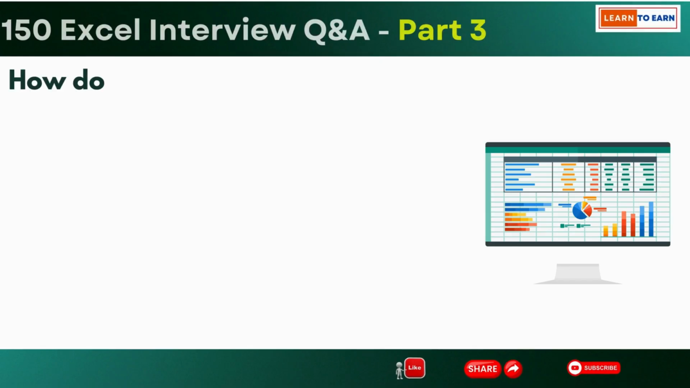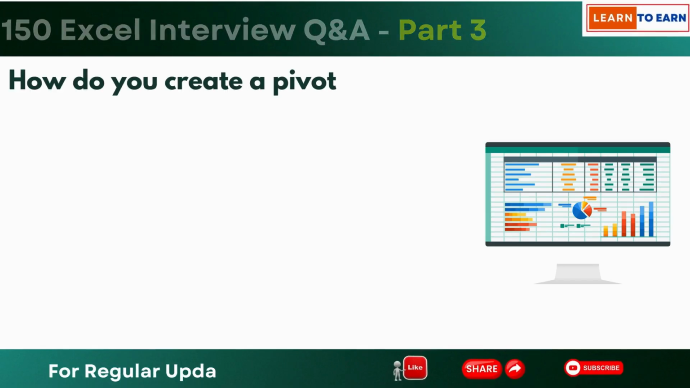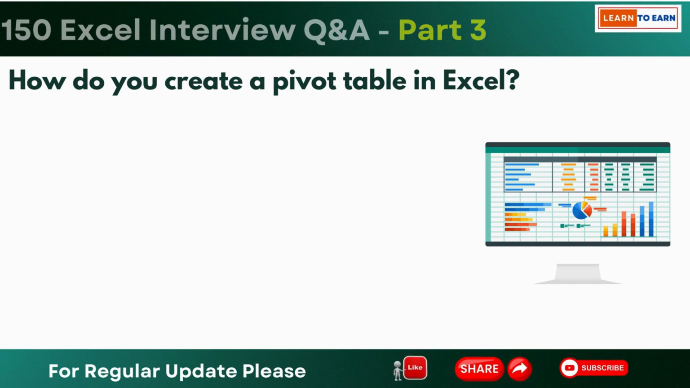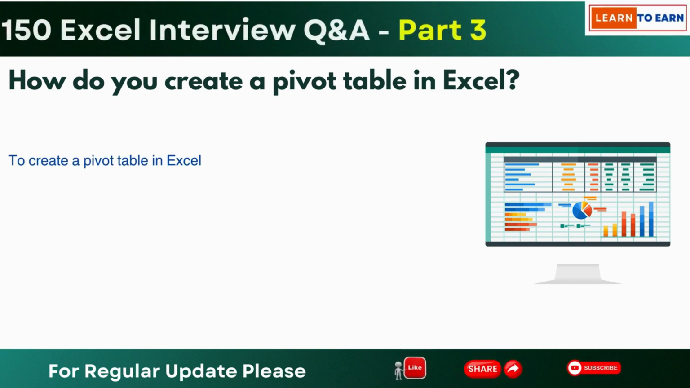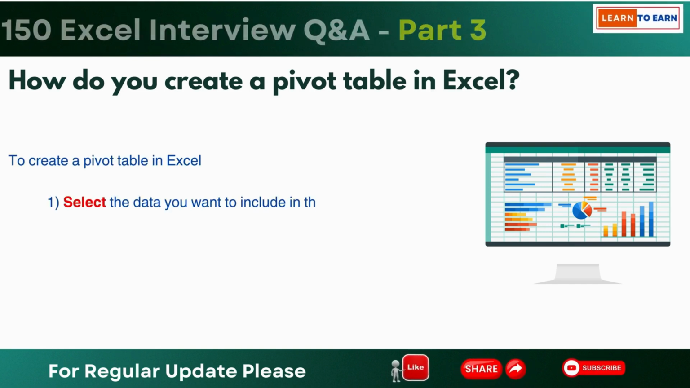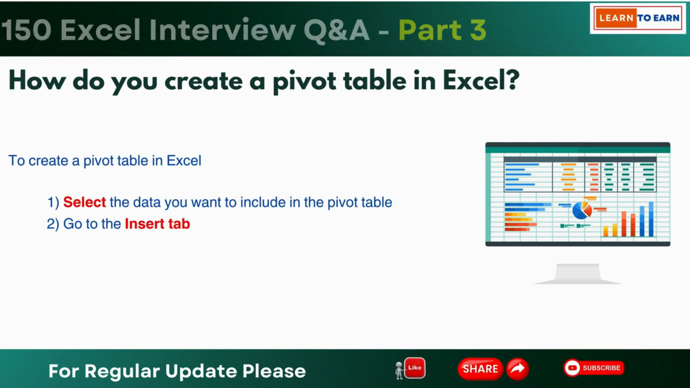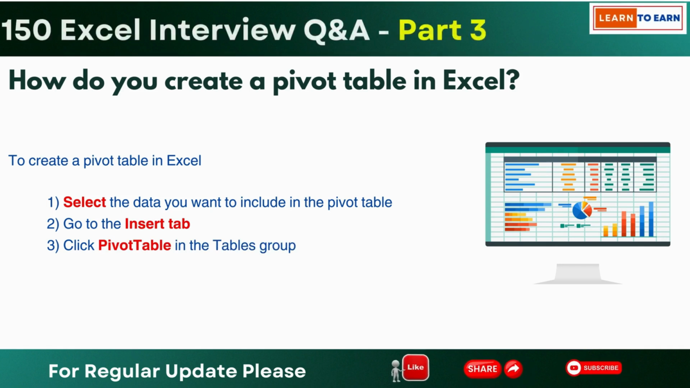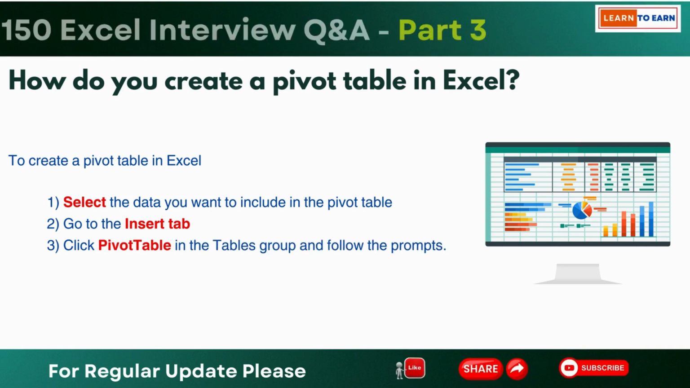How do you create a pivot table in Excel? To create a pivot table in Excel, select the data you want to include in the pivot table. Go to the Insert tab, click Pivot Table in the Tables group, and follow the prompts.